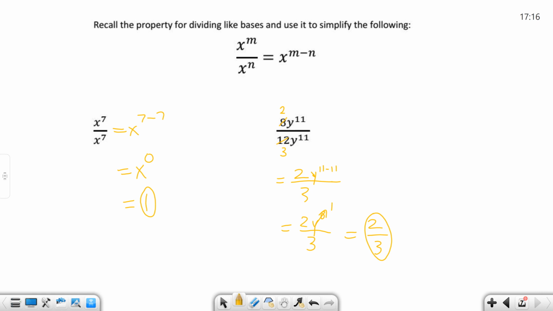So this is just a quick little video to help you out with something to the 0 power. Anything to the 0 power is 1. You just need to be careful what's being raised to the 0 power. All right?